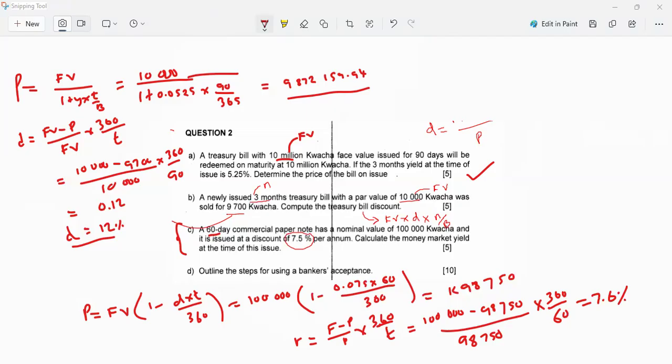So how do we answer the last part? The steps for a banker's acceptance. Please follow the class for banker's acceptance. We explained all this. What are the steps, remember? Banker's acceptance, that one you can read and follow through.